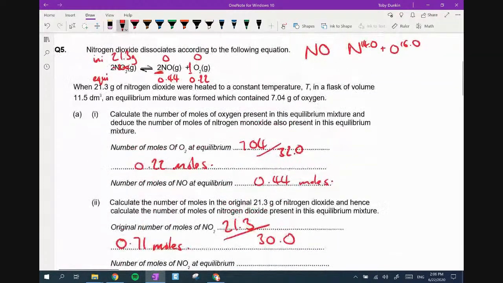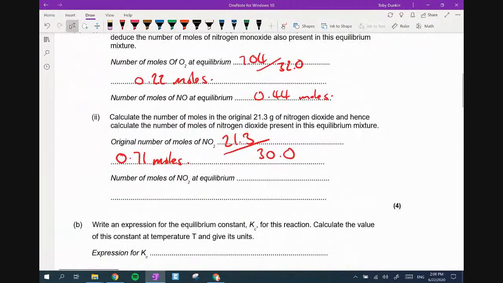Moles at equilibrium, it's going to drop by 2x, which was the same as the 0.44. So minus 0.44. My moles at equilibrium is 0.71 minus 0.44, which was 2x. Yes, my moles at equilibrium is 0.27.